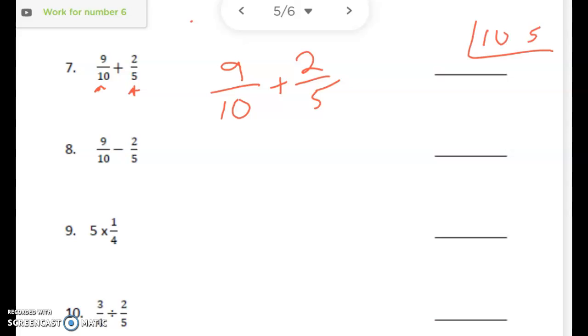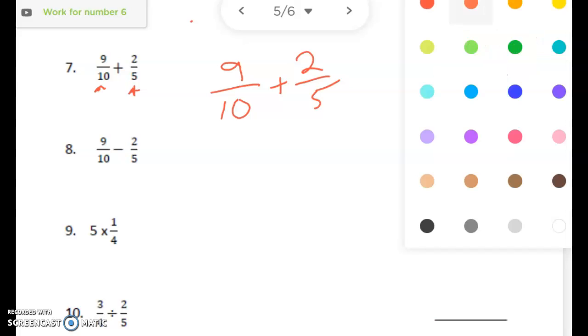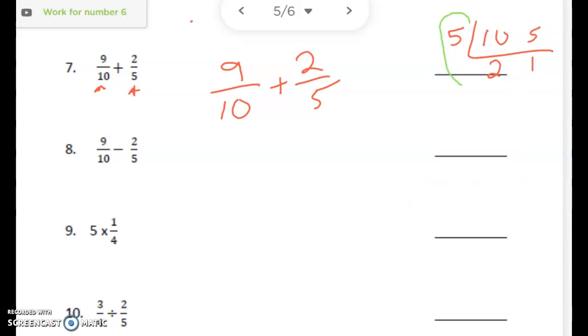I'm going to find a common denominator, a least common denominator. So I'm going to find the LCM of the denominators. What's a factor that goes into 10 and 5? 5. 10 divided by 5 is 2. 5 divided by 5 is 1. Anything else? Nope. So my LCM of the denominators, big bubble letter L, 5 times 2 is 10. 10 times 1 is 10. So the common denominator is going to be 10. So I'm going to rewrite it as 10.